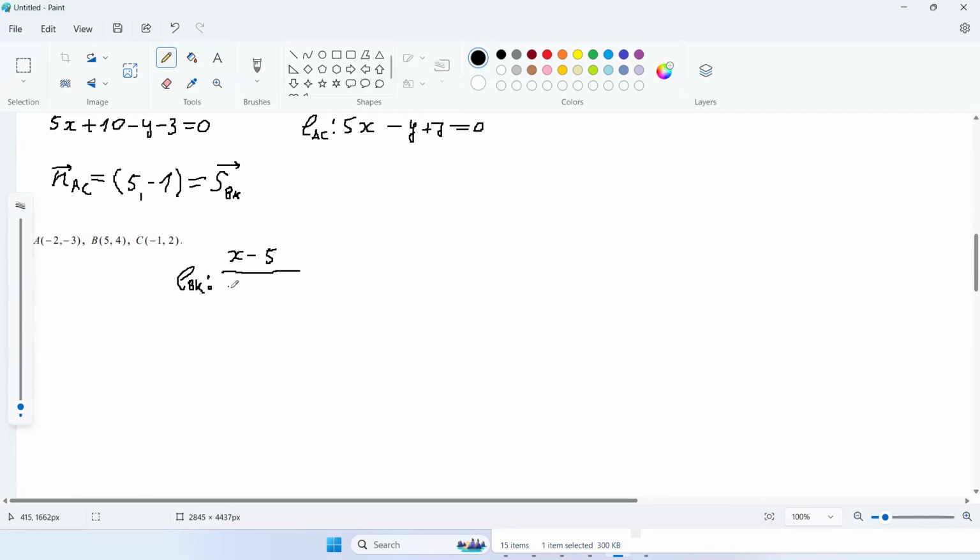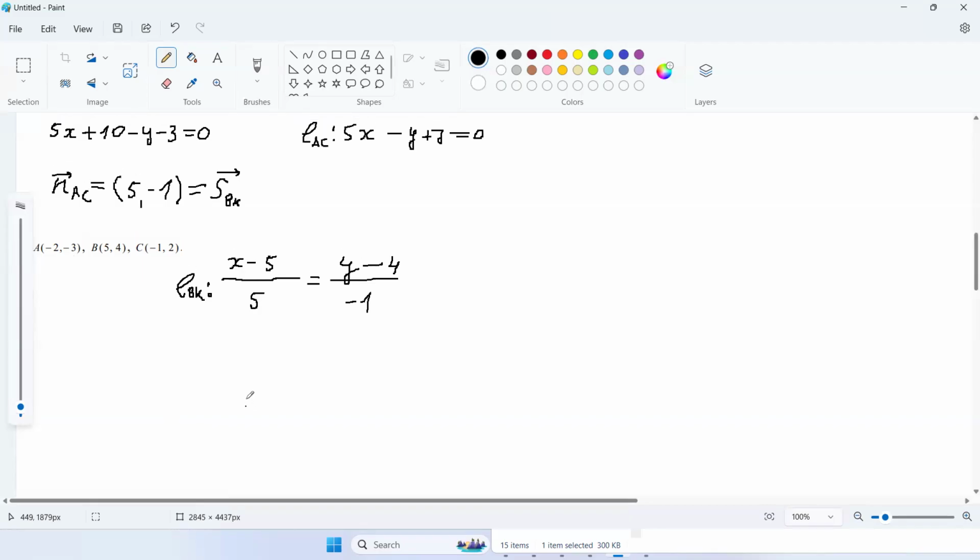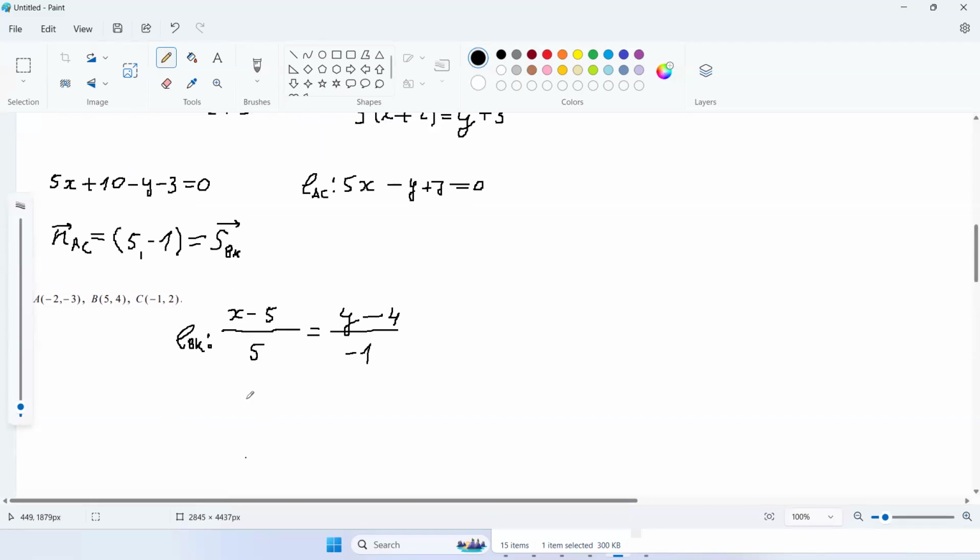X minus 5 divided by 5 equals y minus 4 divided by minus 1. So that's it, we found the equation of BK. But also we need to find the lengths, and first of all we need to find K. How to find K?